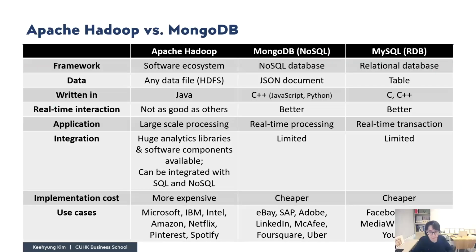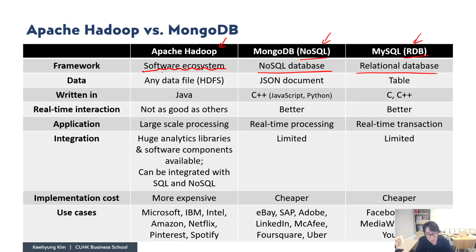So here is a comparison between these topics. I made this table, and it will be a good summary to understand the difference between what people are referring to when they talk about different things. When they talk about Apache Hadoop, they are talking about a software ecosystem. Apache Hadoop itself is not a database, it's more of an ecosystem. And MongoDB is part of NoSQL, so we talk about a NoSQL database. MySQL is a relational database. So usually when people talk about MySQL, they talk about a relational database.